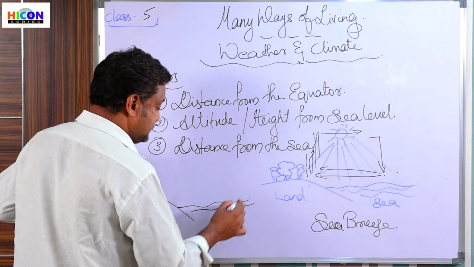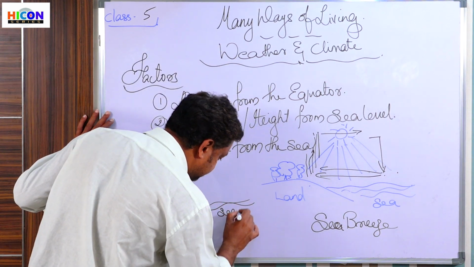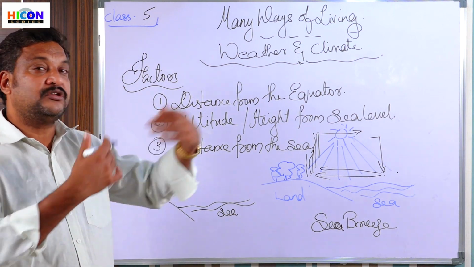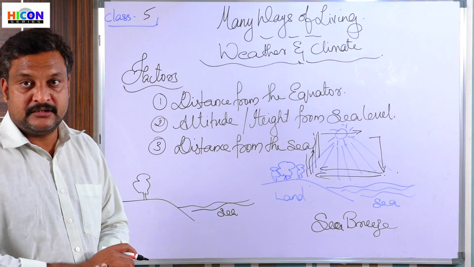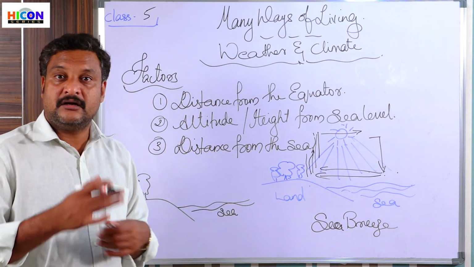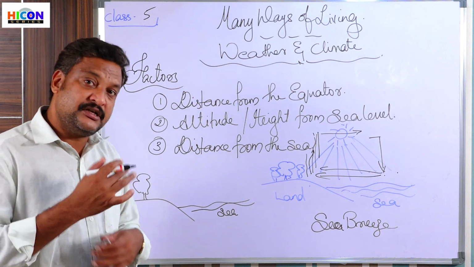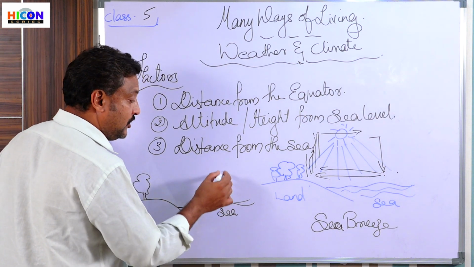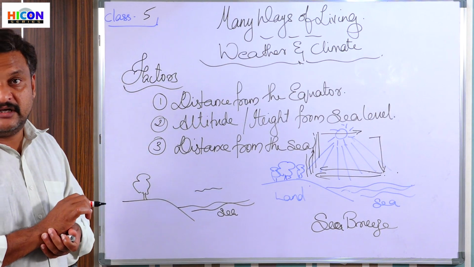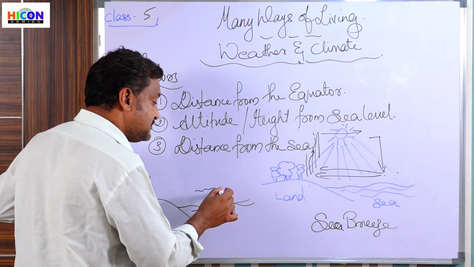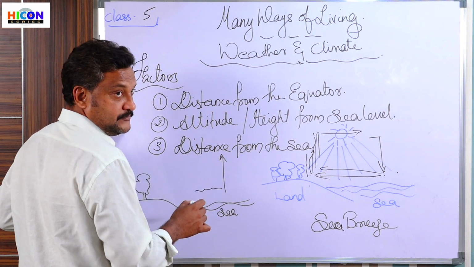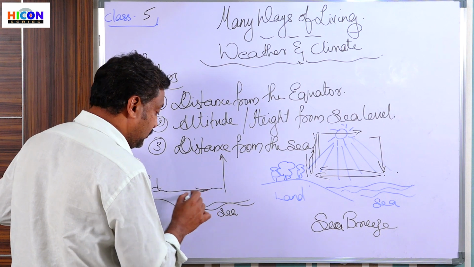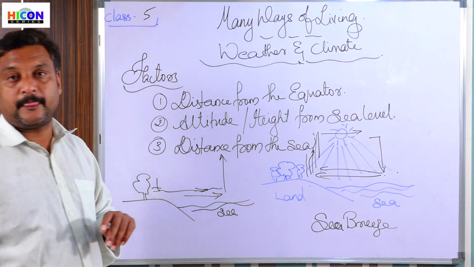But now what happens? The sea is still warmer, because water takes more time to leave out the heat. Right? So the water is still hot. It's still warmer. And the air above this sea also is warmer. If it is warmer, then what happens? Yes, it goes up. And the cool air that is above the land flows in towards the sea.